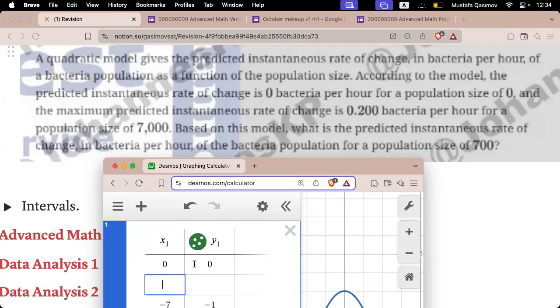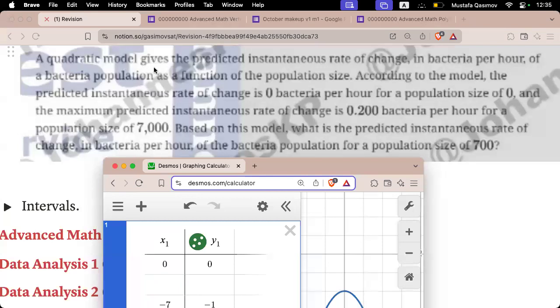0.2 and y is 7,000, I think. You say X is 7,000. Okay. You say X is 7,000. What's your opinion? Which one, 7,000, X or Y? Y, I think. Okay, and you say also Y is 7,000. Okay, let's look.